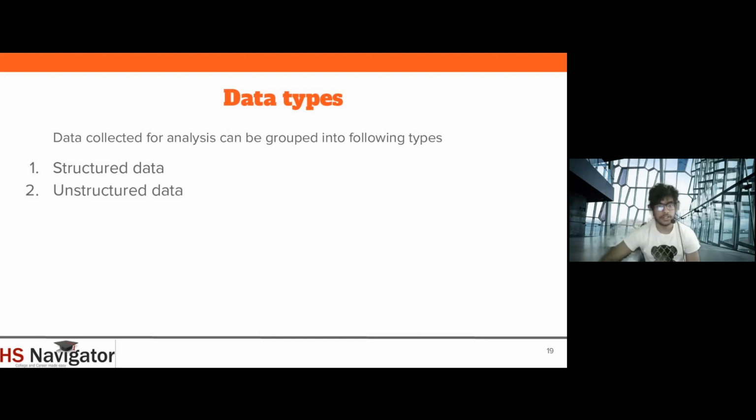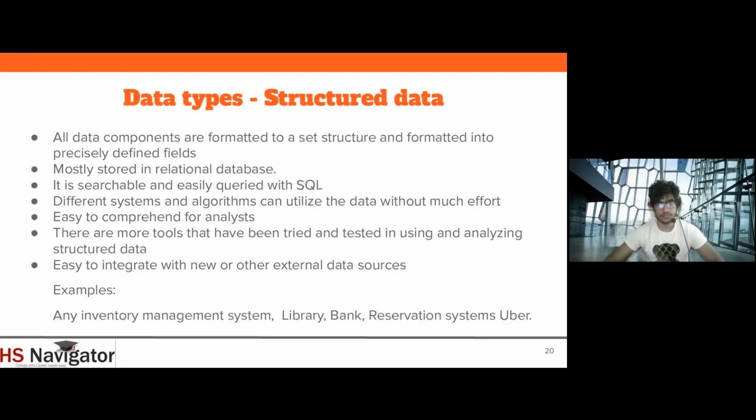Okay, data types. Data collected for analysis can be grouped into the following types: structured data and unstructured data. Structured data is the first type of data we're going to look at. All data components are formatted to a set structure and formatted precisely into defined fields. Most of this data is stored in a relational database. It is searchable and easily queried with languages such as SQL.